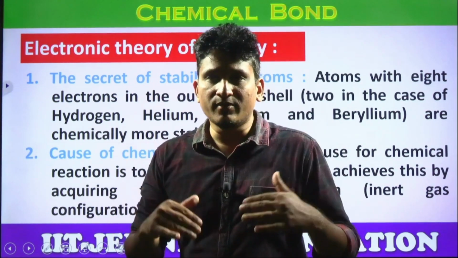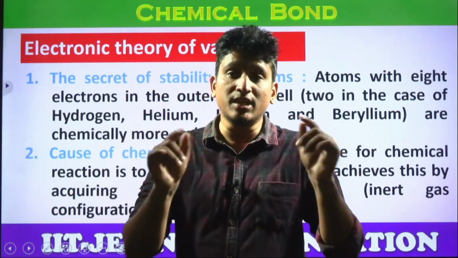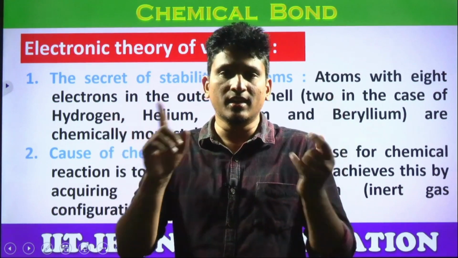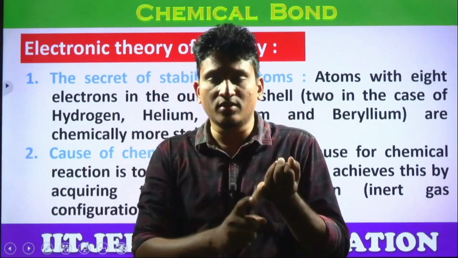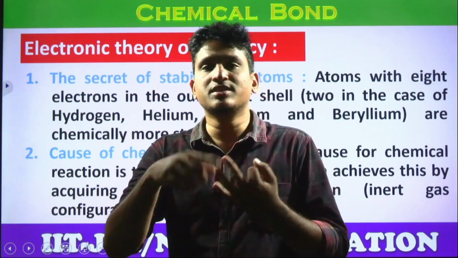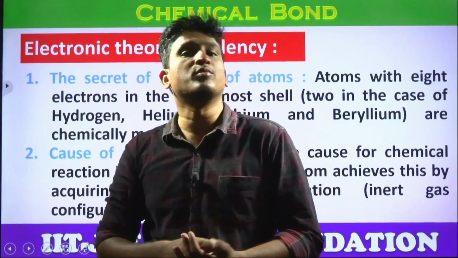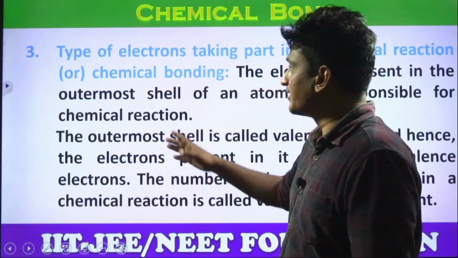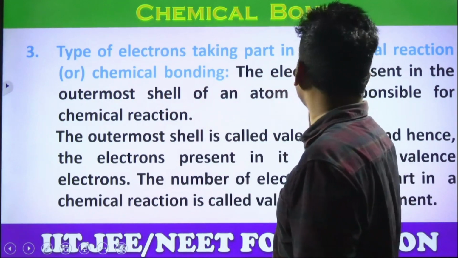Yes or no? Why are they reacting? In order to achieve that configuration. How are they reacting? Some elements lose or gain electrons. Some elements share electrons. Depending upon this type of reactivity, we have types of chemical bonds also. So right, students, next, the type of electrons taking part in the chemical reaction.